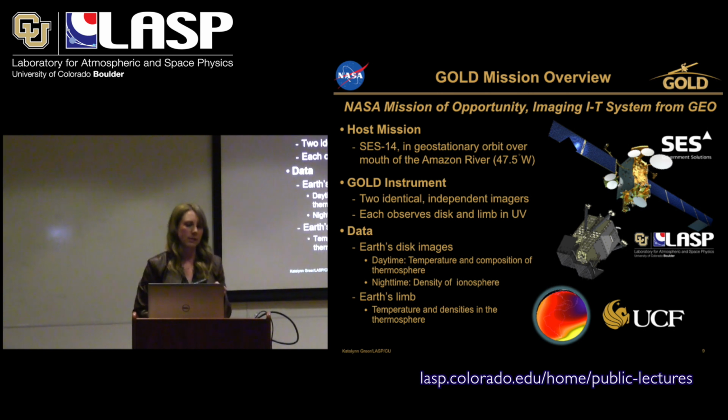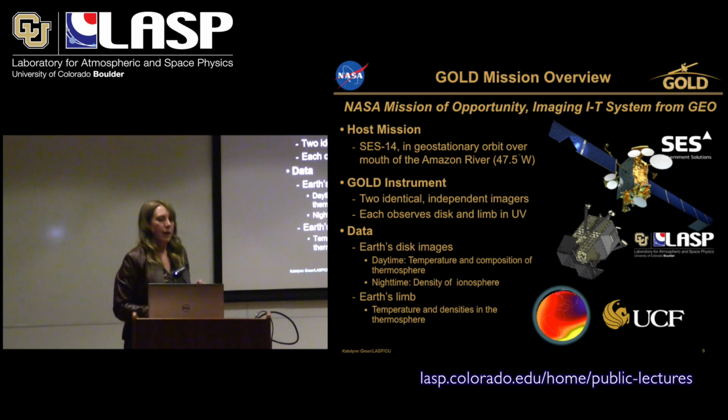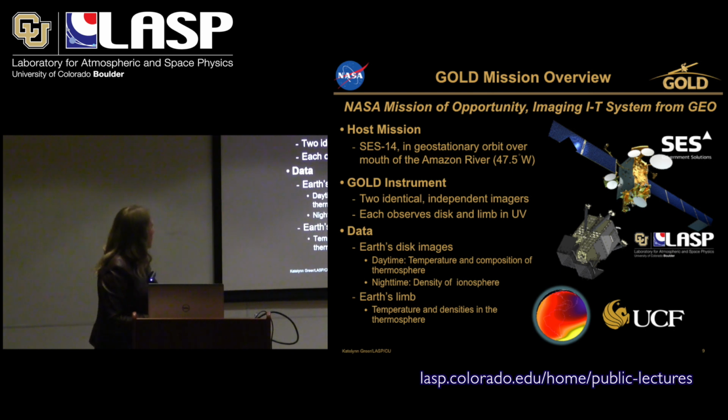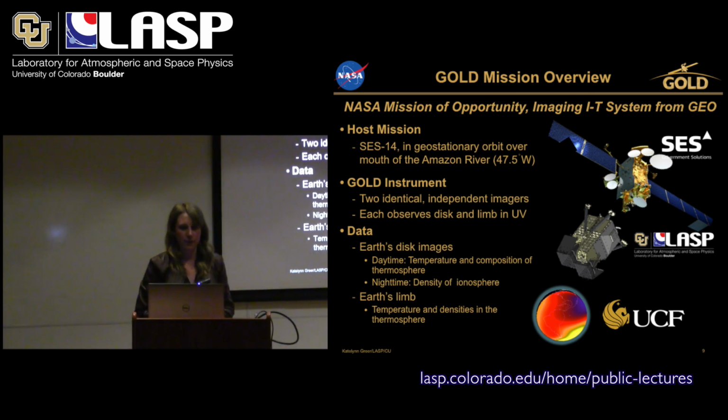The GOLD instrument consists of two identical independent imagers. So this is an artist's rendition of the GOLD instrument, and this is SES-14 right here. And this little bit right here is the GOLD instrument. So what we get from the GOLD instrument is daytime disk images of temperature and composition of the thermosphere and nighttime density of the ionosphere. And on Earth's limb, and when I say the limb, I mean this sort of gray halo around Earth, we can get temperature and density of the thermosphere in that region.